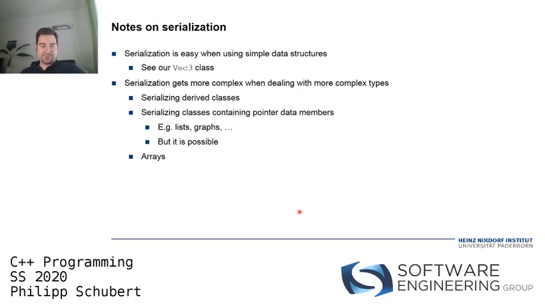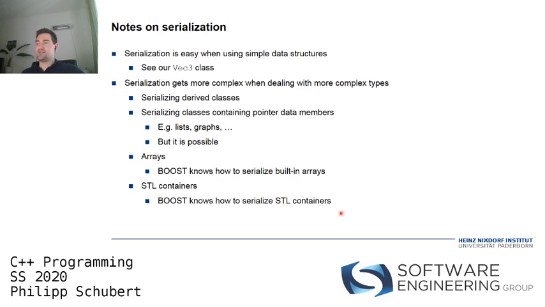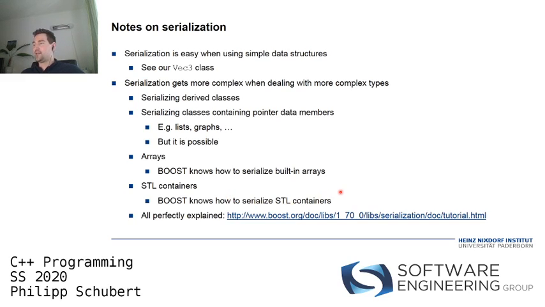Luckily, we have some library support. If you wish to serialize built-in arrays, Boost knows how to serialize built-in arrays. And luckily, Boost also knows how to serialize STL containers. So even if you have a type which makes use of some STL container types or whatnot, this is still very easily possible because Boost already implements all that stuff for the STL containers, which makes it quite handy to use. If you need more on that, it's all perfectly explained by just looking at the Boost documentation.